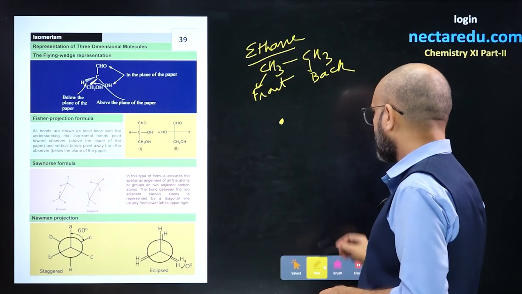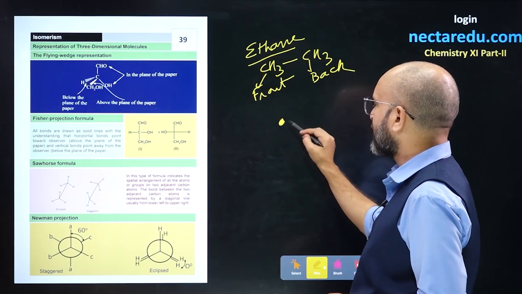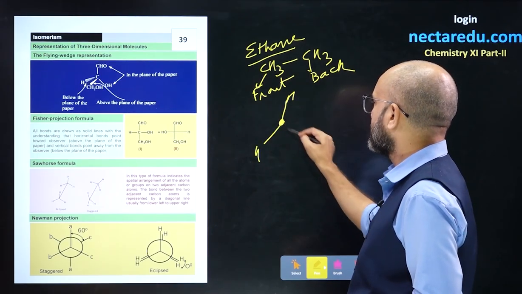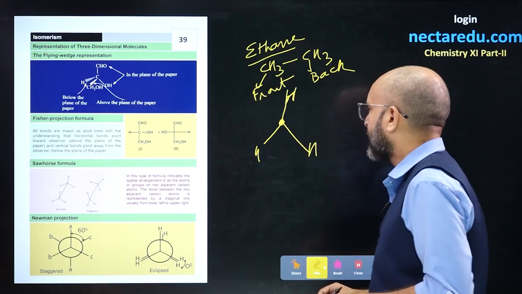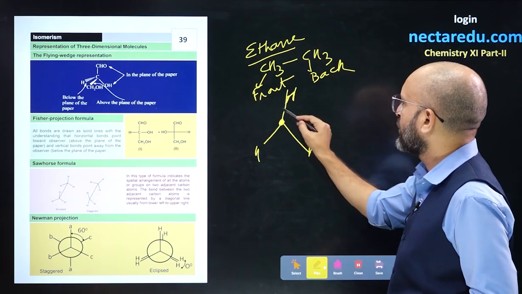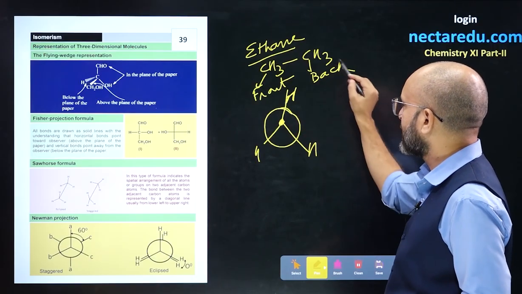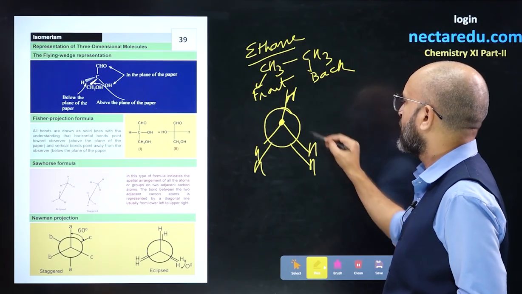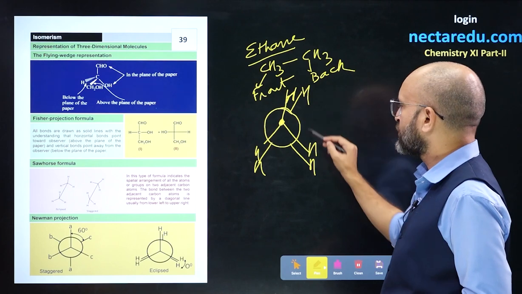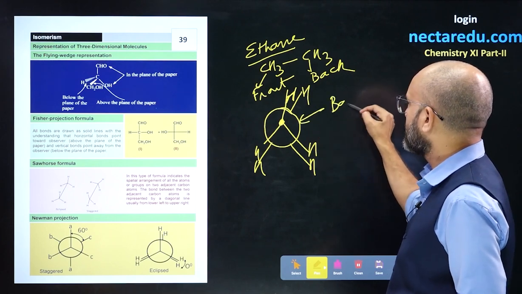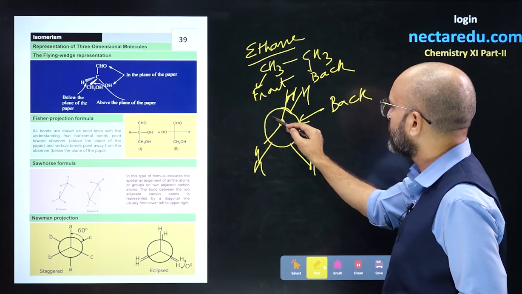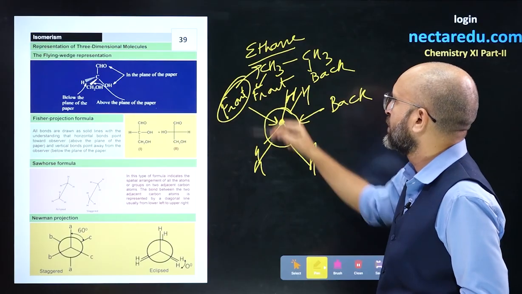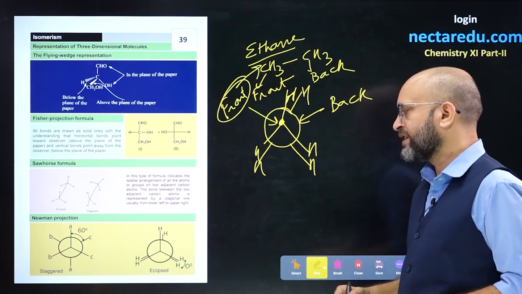So how the structure goes: the dot means the front carbon, right? This carbon has three hydrogen bonds, so I will write H, H and H. Now the back carbon will be represented with a circle, and all the bonds attached to this back carbon are represented on it: hydrogen, hydrogen and hydrogen. So this is the Newman projection where the circle represents the back carbon and this dot represents the front carbon, right? That is how Newman projection is represented.